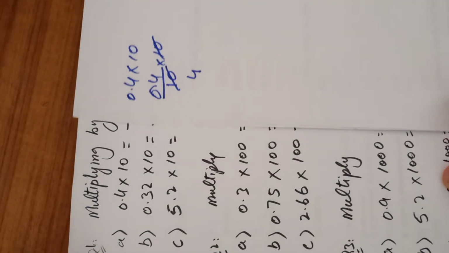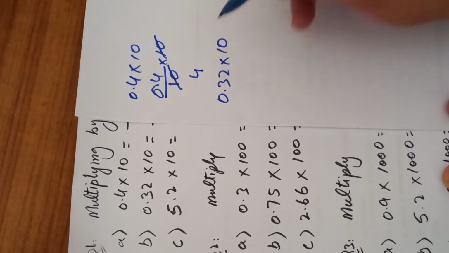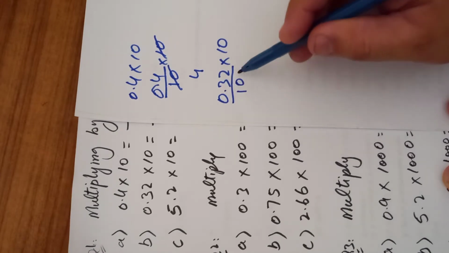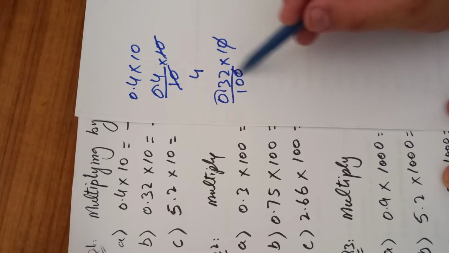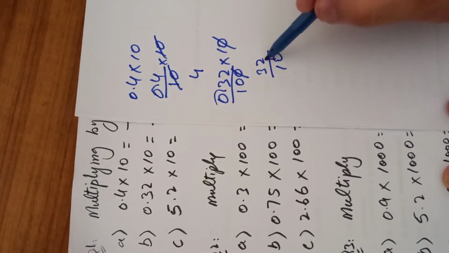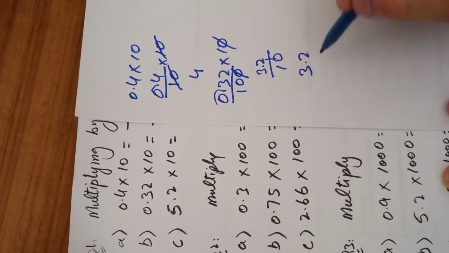The next question is 0.32. When multiplying with 10, repeat the same thing. Get rid of the decimal by writing 1 for the decimal and 0 for each digit. So 10 will cancel with 10, leaving 32 by 10, and 0 is for the 2, 1 is for the decimal. So 3.2 is the answer.